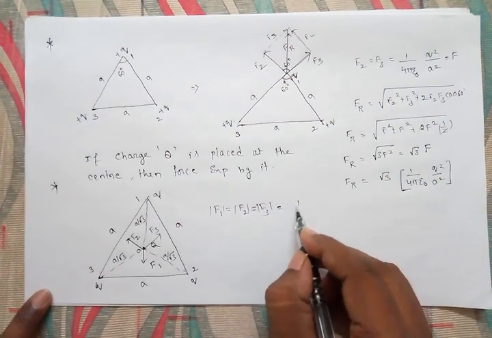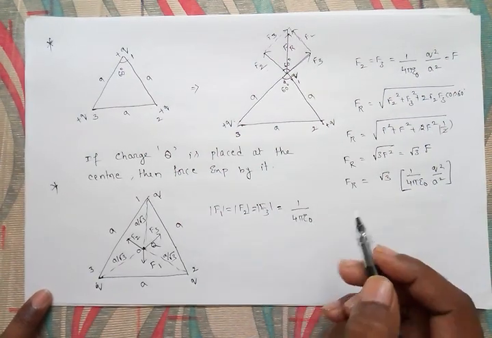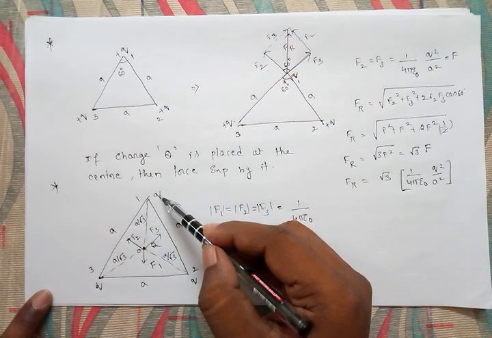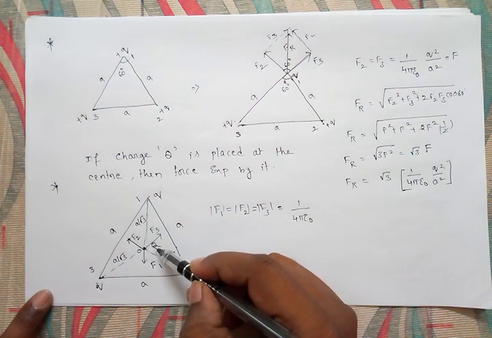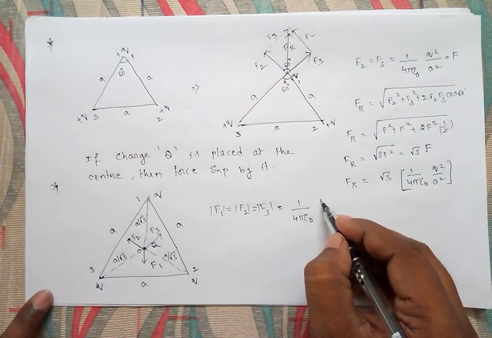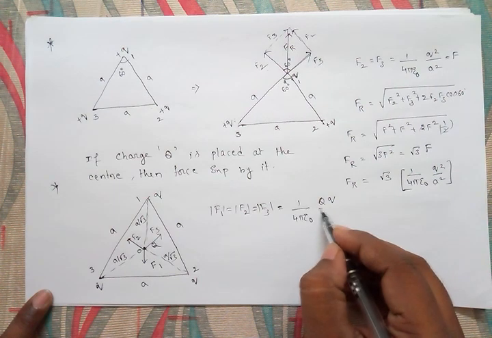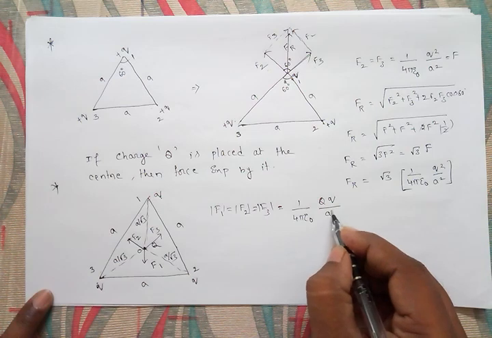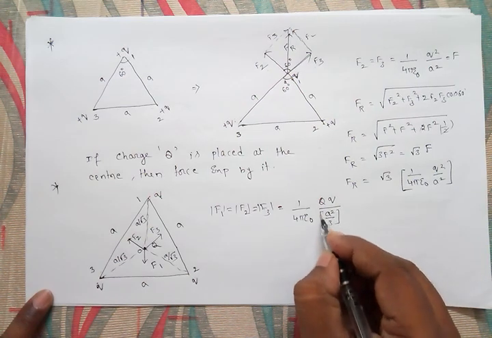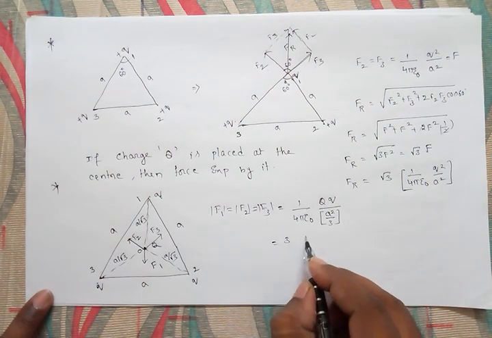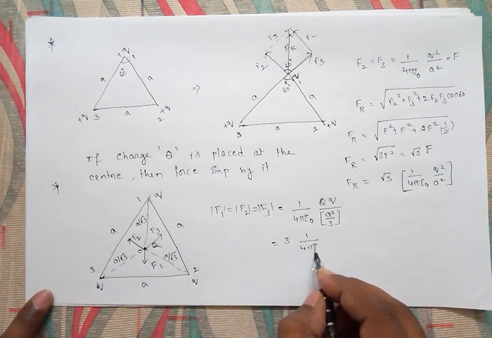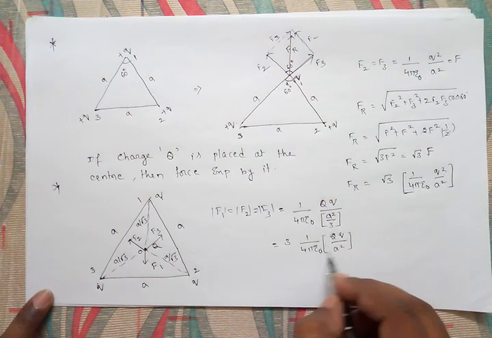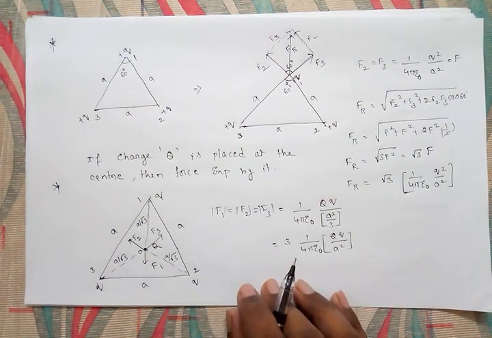So magnitude wise, 1 upon 4 pi epsilon naught into Q1 Q2. What is Q1 Q2 here? In all these cases, Q1 is the charge located at the vertex, Q2 is the charge located at the centroid, that is capital Q into small q, by what is the distance here? a by root 3 whole square, that is a square by 3. So you can write this as 1 upon 4 pi epsilon naught into capital Q small q by a square, times 3. And one thing you have to understand, these are the magnitudes of the forces.